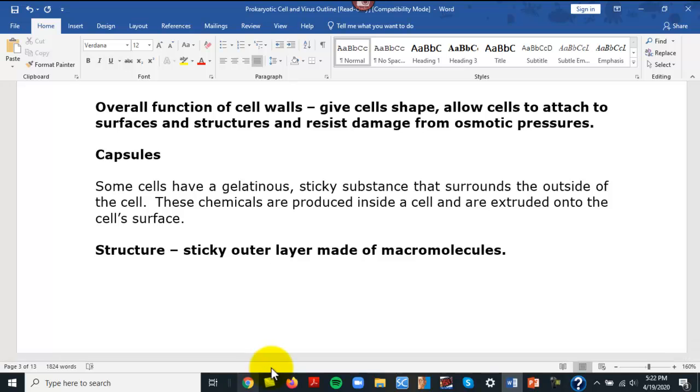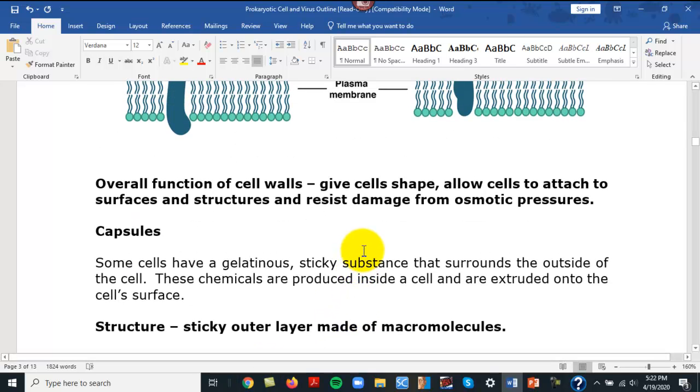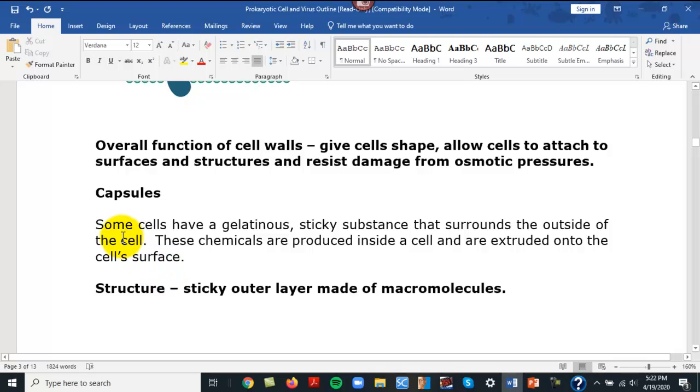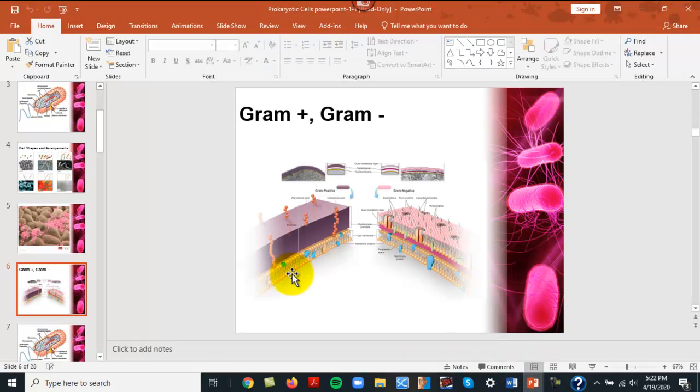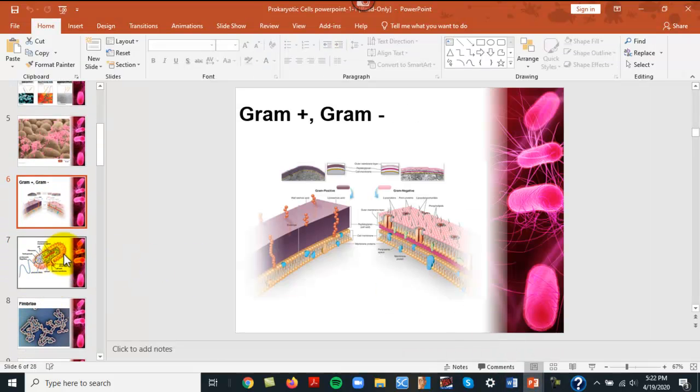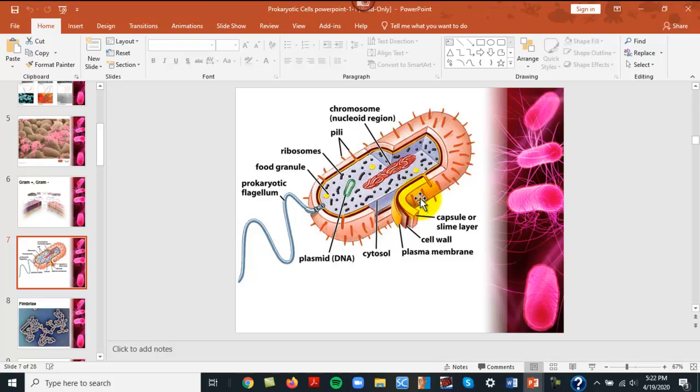All right, capsules. Not all bacteria have a capsule. And okay, I didn't mention this up here. The cell walls give the cell shape, allow cells to attach to surfaces. We'll get to that. But a capsule is a sticky outer layer. So you can see it there. That's that third layer. So there's the plasma membrane, there's the cell wall, and then the super thick layer is called a capsule.